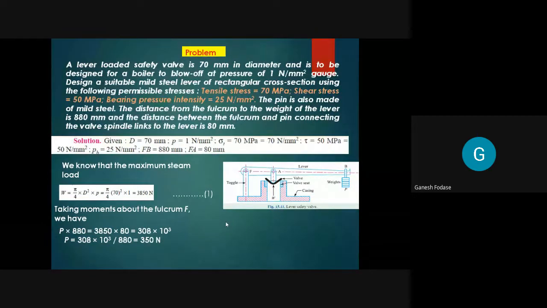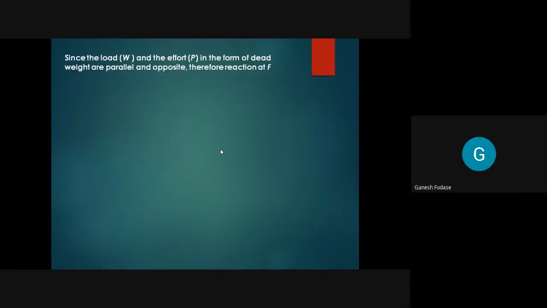Okay, right. So what did we find out? We found W and we found P. Now what can we find out next? We need to find the other dimensions. So the first two steps are clear to all, W and P. I think there is no doubt, it's very simple. Did you understand? Yes, sir. Okay.